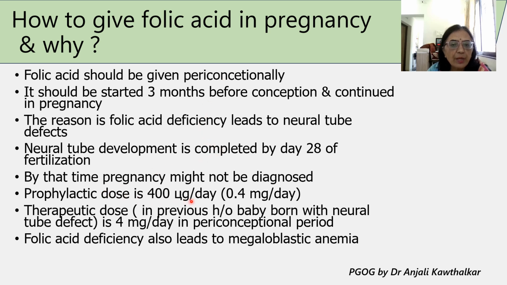Prophylactic dose is 400 microgram per day, that is 0.4 milligram per day, and therapeutic dose. Therapeutic is whenever there is a history of previous baby having neural tube defect. Therapeutic dose is 4 milligram per day again in periconceptional period. Folic acid deficiency also leads to megaloblastic anemia during pregnancy.